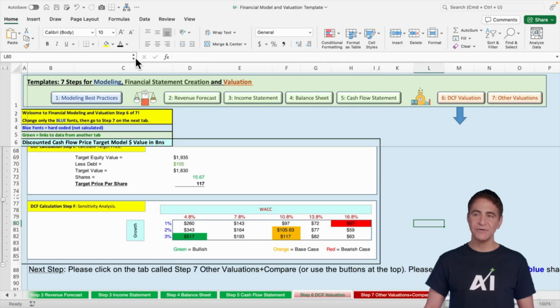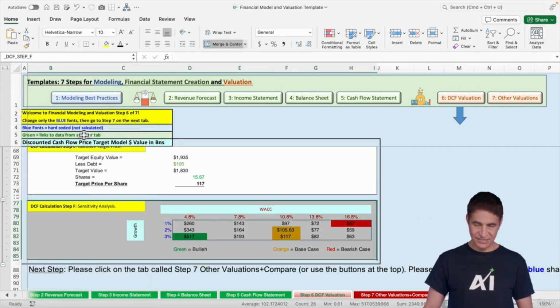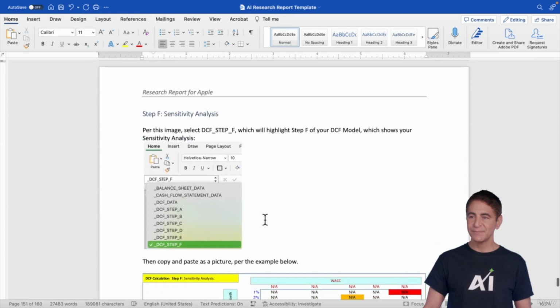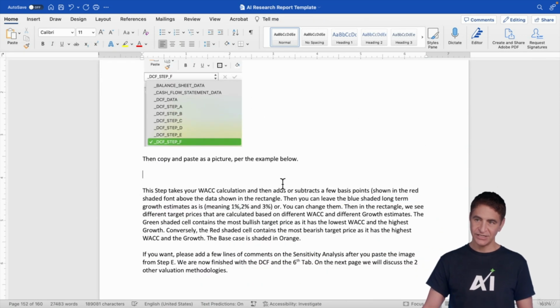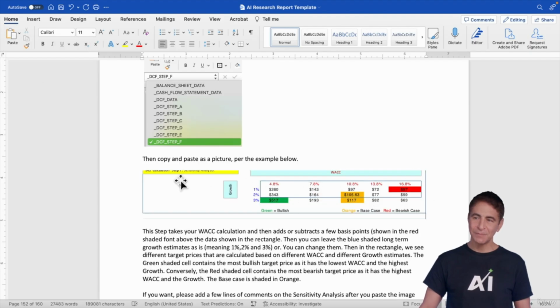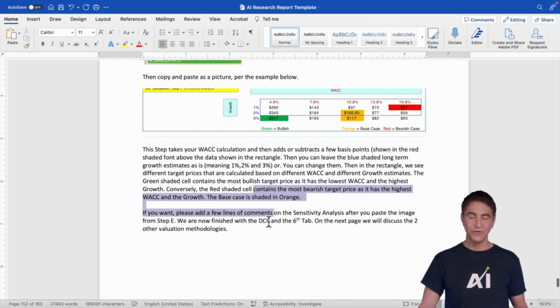So our final step here for DCF is we're going to go to step F, sensitivity analysis, and then we'll go over here, and then we'll go here to step F, and we'll paste this directly here. Paste special. Good, and it will look better for you once I'm done with this course. Thank you. And we're now done with DCF. Add your commentary here if you want to as well.